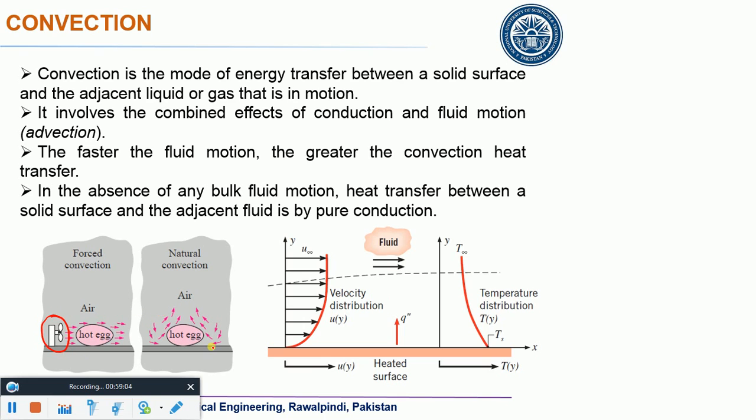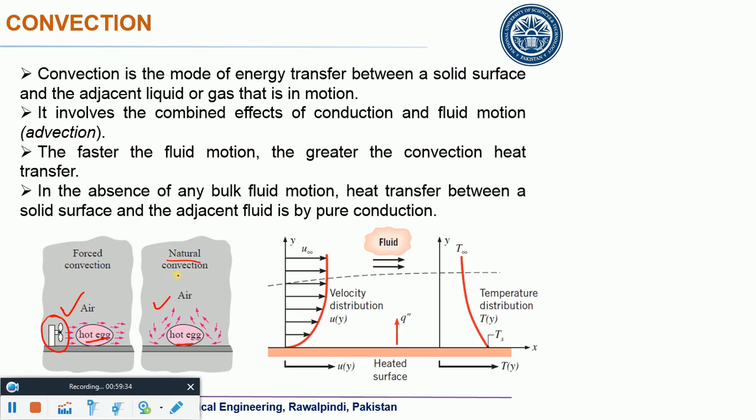As compared to this, there is another situation. You just put the hot egg on a surface, on a table, no problem at all. The heat would be transferred to the surrounding air on its own. So these are two different phenomena. Where would you have more heat transfer rate? In which situation? This one or this one? Forced convection would have a higher heat transfer rate.